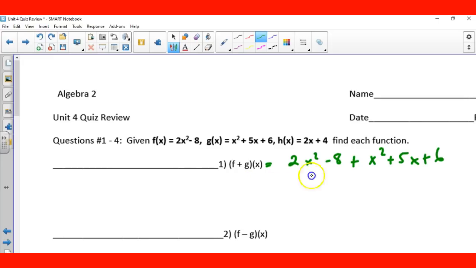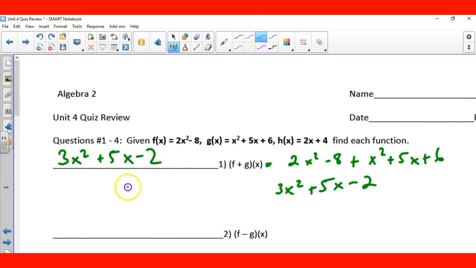Remember, when you add, you combine like terms. So we have 2x squared plus x squared, that's going to be 3x squared. We have 5x, that's the only x to the first term. So 5x. And then we have negative 8 plus 6, that's negative 2. So 3x squared plus 5x minus 2.